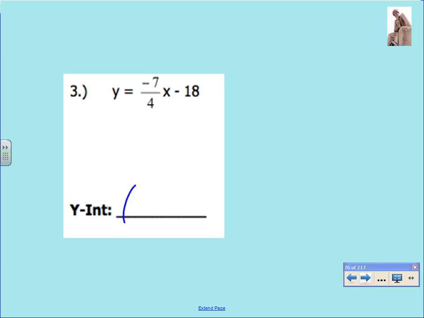Good job. 0, negative 18. Thank you. The y-intercept is negative 18. That's the b value. And Brianna, what's the y-intercept as a decimal for number 4?